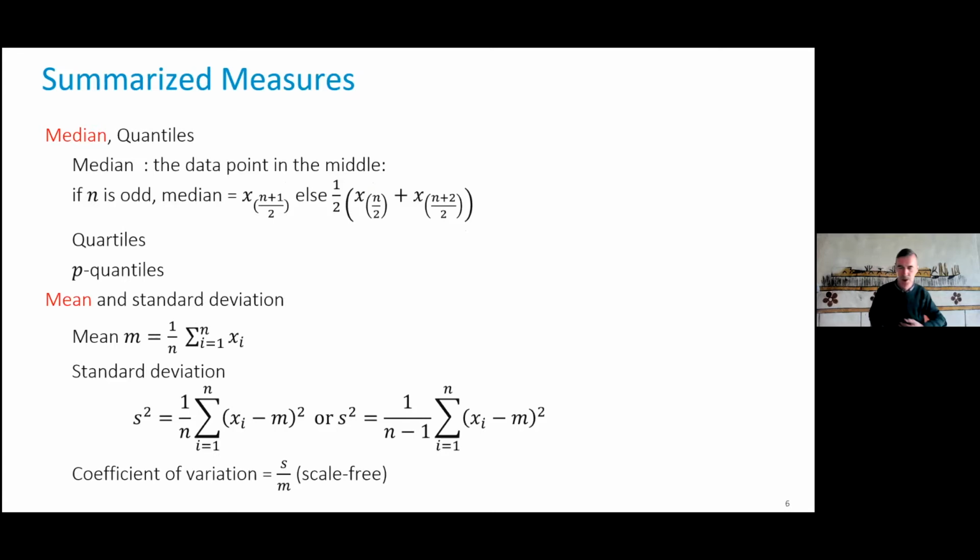We will see a number of them. Let's start with the central values. The central values are the median and the mean. The median I already mentioned. The median is a value such that there is 50% below and 50% above.